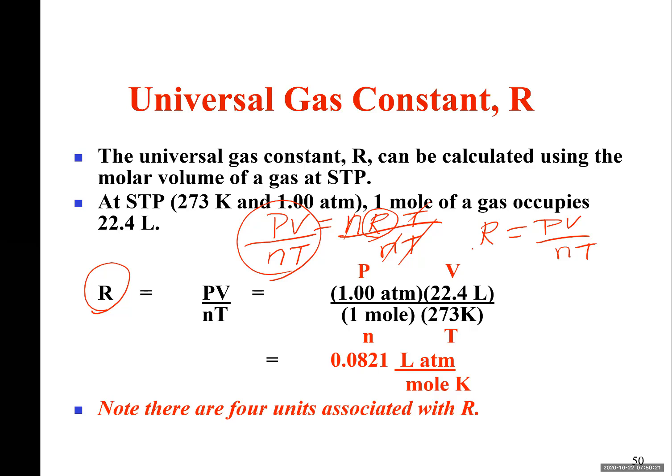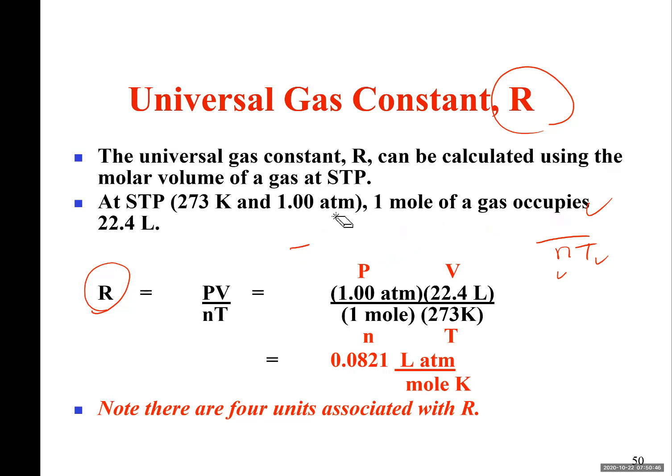So if I want to calculate the gas constant, I need to measure the pressure, volume, amount of the gas, and temperature. Then I just plug in the numbers in this ratio, and I'll have the value of the gas constant. But we already have an experimental fact. What is the experimental fact that we are talking about?